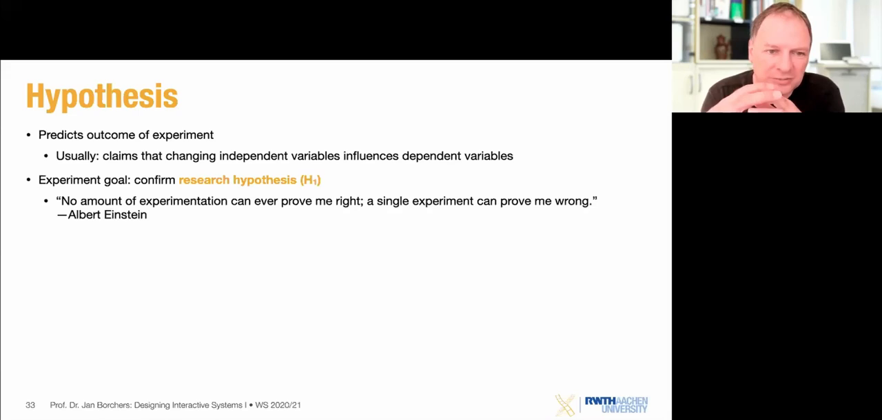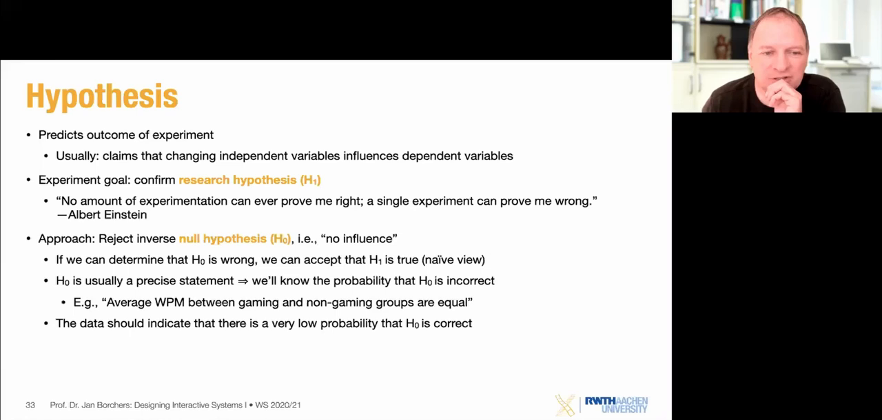And the goal of your experiment is to confirm this hypothesis. We often call this H1, the research hypothesis, the positively formulated research hypothesis. But as Albert Einstein already said, no amount of experimentation can ever prove me right, but a single experiment can prove me wrong, right? So the problem is that we cannot directly prove the hypothesis. What we do instead is we try to reject the null hypothesis, H0, which is sort of the inverse of the original hypothesis. Sometimes formulating the null hypothesis isn't quite trivial, but in general, if the research hypothesis is true, then the null hypothesis would be false. Because if we can determine that H0 is false, then we can accept, in a naive view at least, that the actual research hypothesis H1 is true.